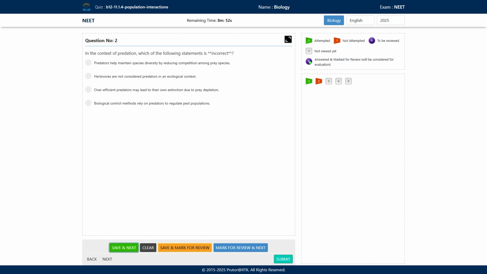carbohydrate to the fungus. Next one: in the context of predation, which of the following statements is incorrect? The first option is predators help maintain species diversity by reducing competition among prey species. Next is herbivores are not considered predators in an ecological context. Third is over-efficient predators may lead to their own extinction due to prey depletion. And the fourth is biological control methods rely on predators to regulate pest populations. What is the correct answer?